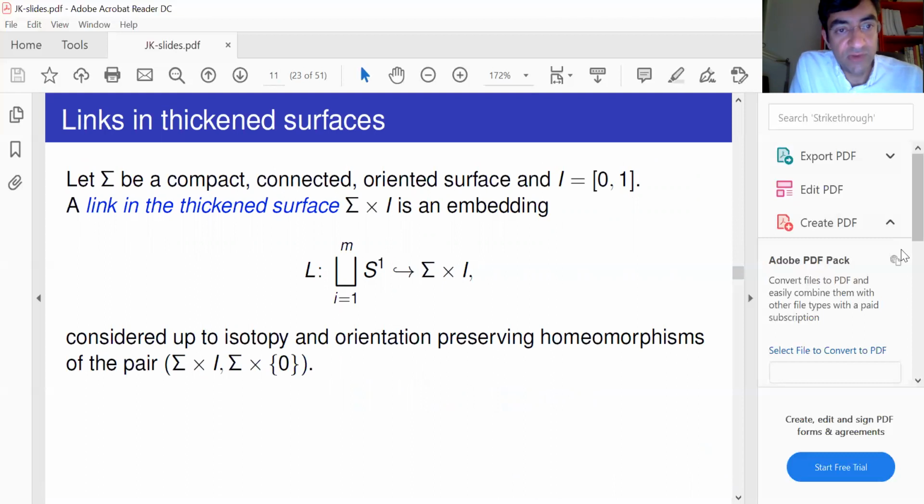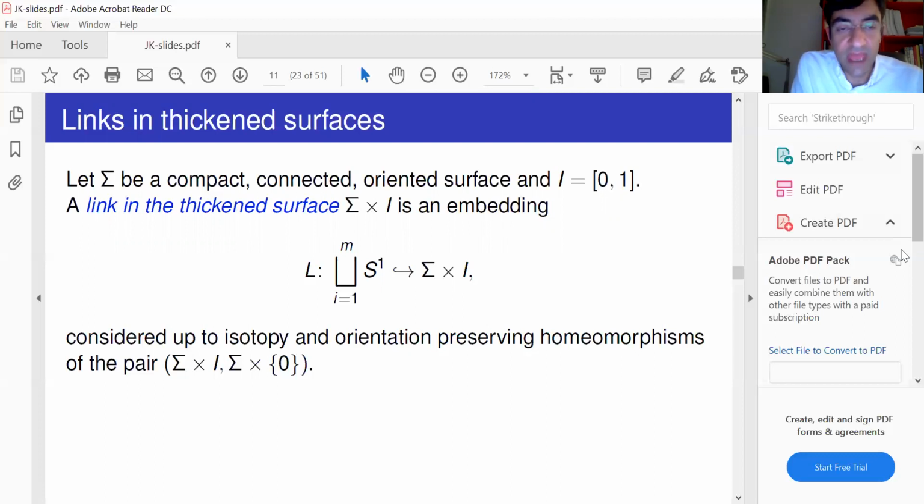Before moving to links in thickened surfaces, I should add that that was the proof of the first Tait conjecture, and then you can also use the adequacy for the alternating diagrams, and you can prove the second Tait conjecture as well.